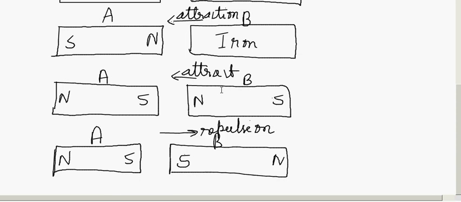So you have to keep them in different positions as shown in the figure, like 4 positions. So if on putting the two iron bars in different positions the repulsion is observed, then we can say that both the bars are magnetized. Otherwise only one is magnetized. Now if only one is magnetized, you want to know which one is magnetized.